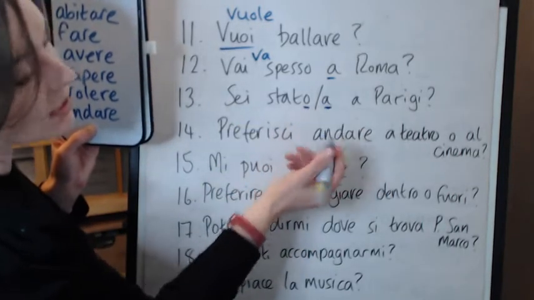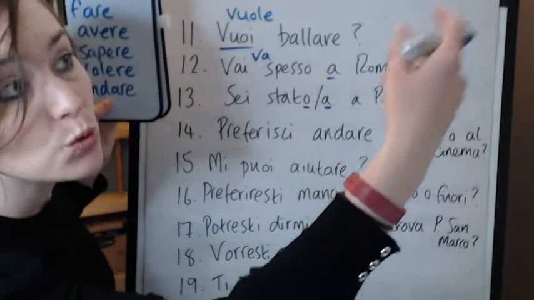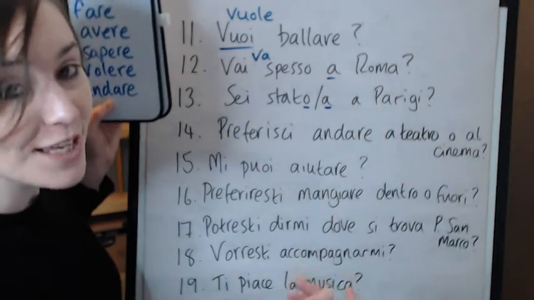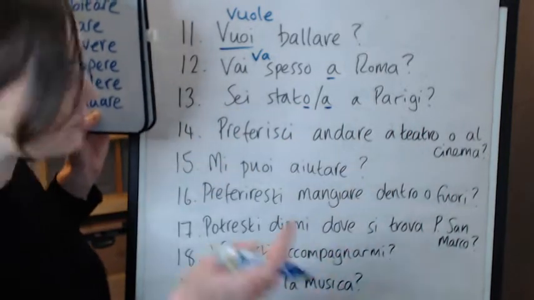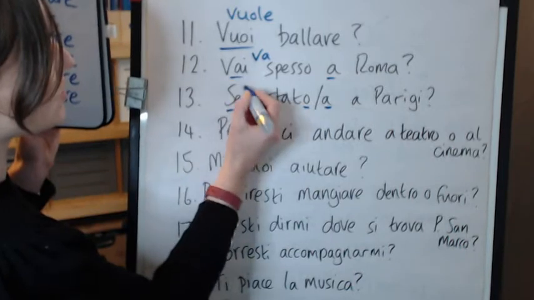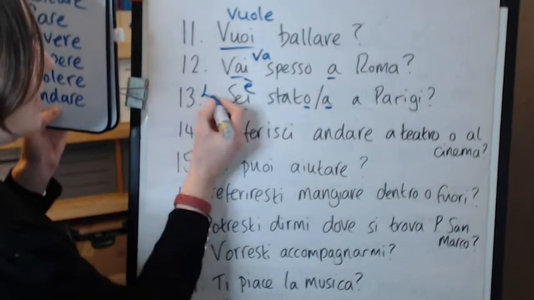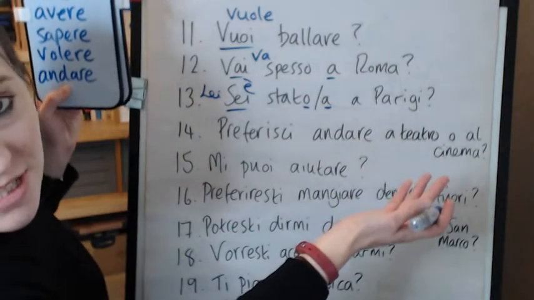You have to agree the past participle now with the gender of the person to whom you're talking. Okay, you also have to agree a number, but here we're talking to you singular, lei, or tu. Now we're changing it to lei. So we're changing that to è. Lei è stata a Parigi.